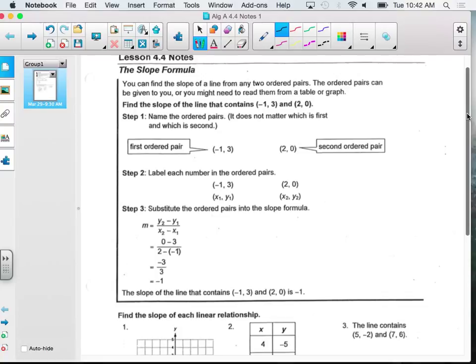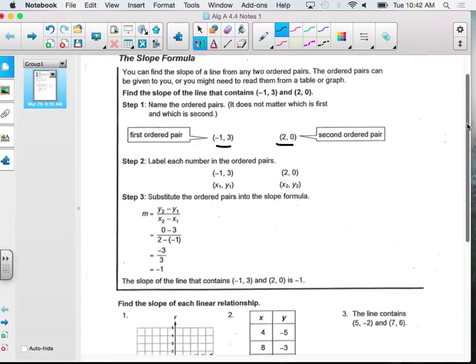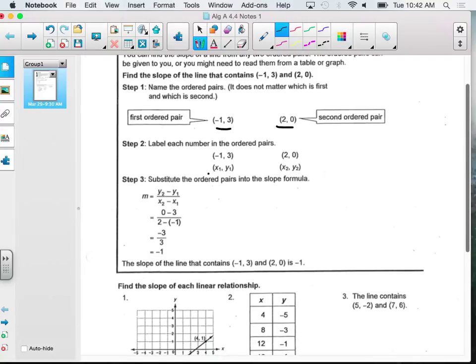So step one to do this is we have to name the ordered pairs. It doesn't matter which is first and which is second, so right here we put this one as our first ordered pair, -1, 3, and then 2, 0 is our second ordered pair. After that, step 2 is label each number in the ordered pairs. And if you see right there, they have x sub 1, y sub 1 as our first ordered pair, and then for our second one, they have x sub 2, y sub 2.